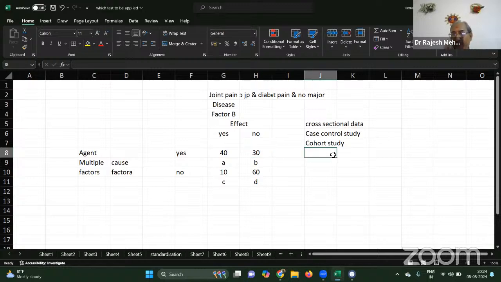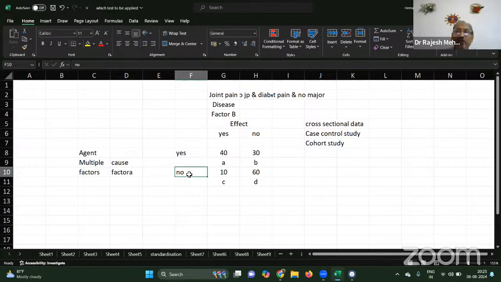In prospective and retrospective cohort study or combination of the cohort study, the main thing you should remember is that if it is a prospective cohort study, today you have two groups, yes and no. And then you follow them up for 1 year, 2 years, 5 years, 10 years. That is a prospective cohort study.